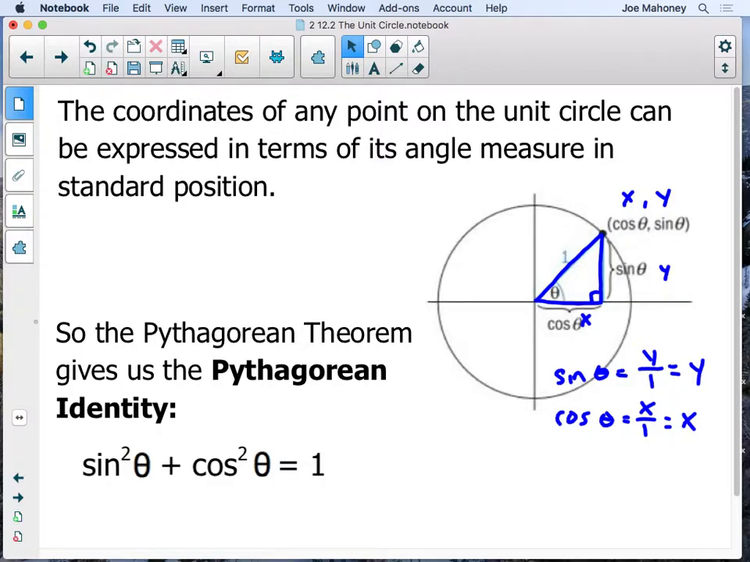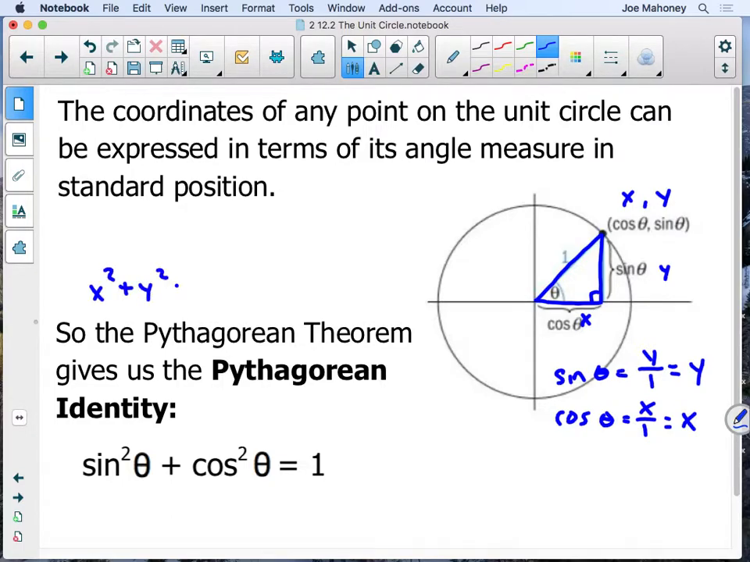Now, if you go back to geometry, you might remember that the equation of a circle whose center is at the origin is x squared plus y squared equals radius squared, or just by the Pythagorean theorem. So really, that leads us to this new thing called the Pythagorean identity. An identity is an equation that is always true regardless of the numbers that are substituted into it.